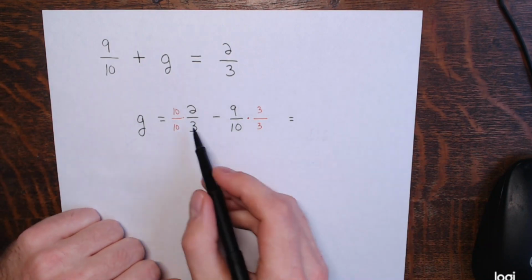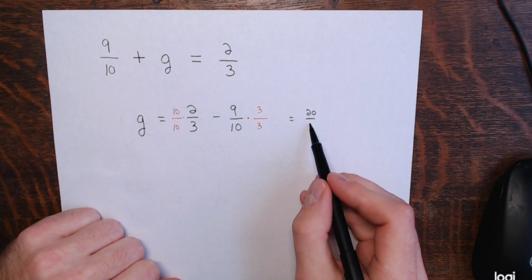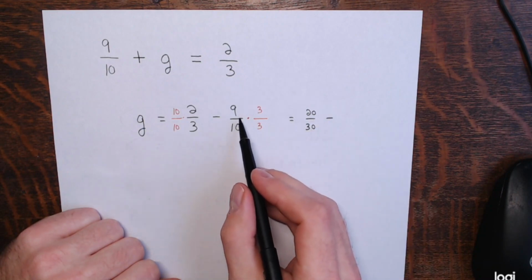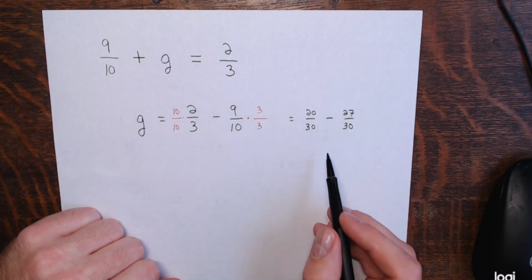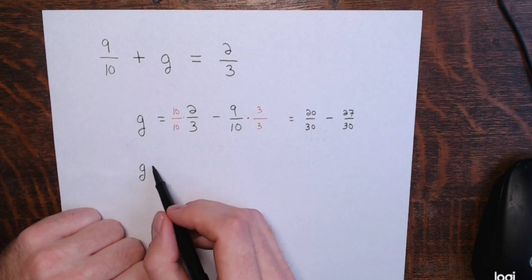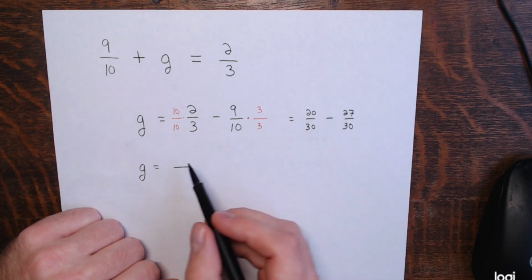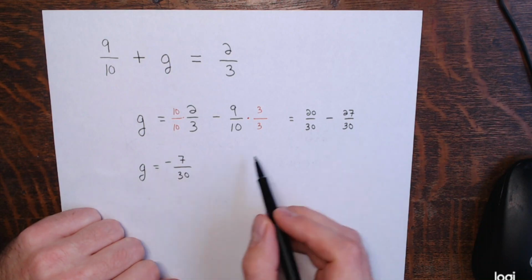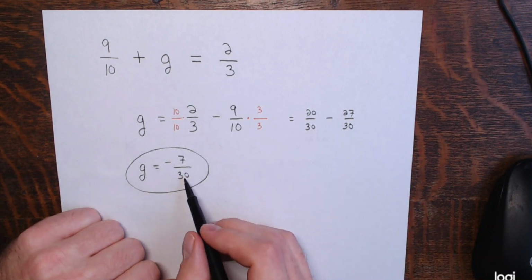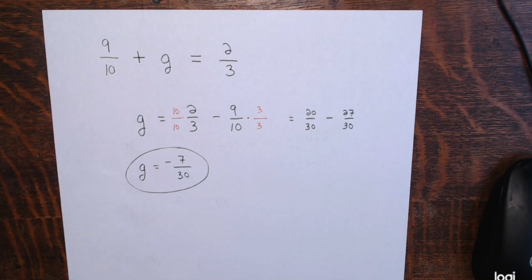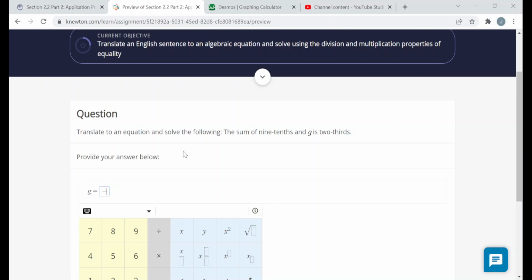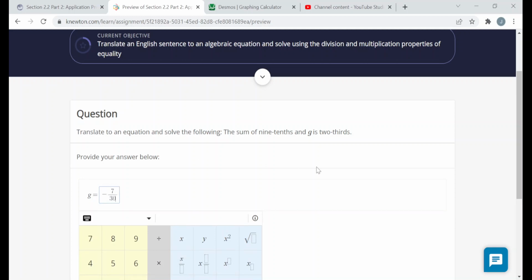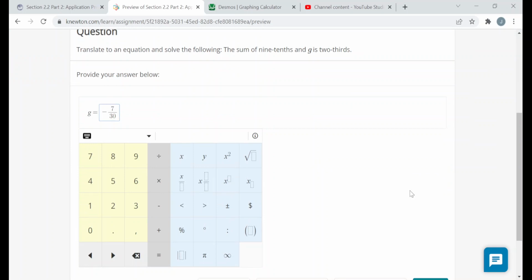Now, 2/3 is the same as 20/30 minus, and then 9/10 is the same as 27/30. And now that I have a common denominator, we can subtract. G equals 20 minus 27, so negative 7/30. Right? That common denominator stays. And 7 and 30 don't have any common factors, so that's as simple as that gets. G equals negative 7/30. And this really should have been in the addition and subtraction section, but here we go.